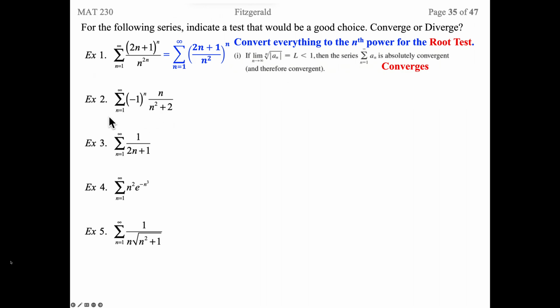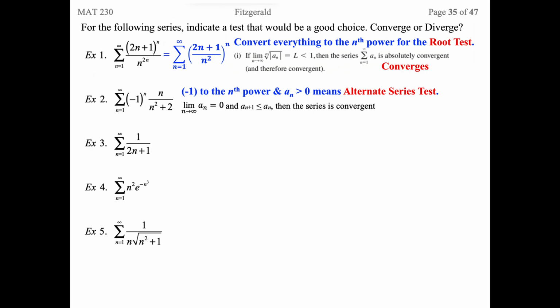Looking at example number 2, dead giveaway, the -1 to the nth power. We should do the alternating series test. So if we take off the -1 to the nth power, we notice we have n over n squared plus 2. So since n starts at 1, we have all positive terms, so that's a good thing. So now we go to our two things we have to prove in the alternating series test. Does the limit approach 0?